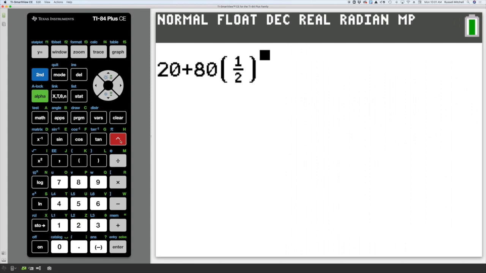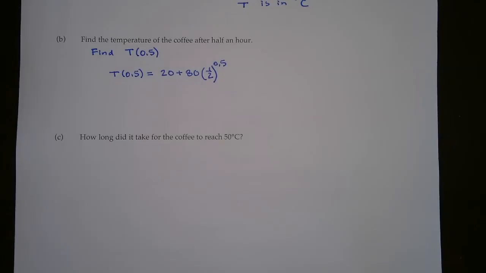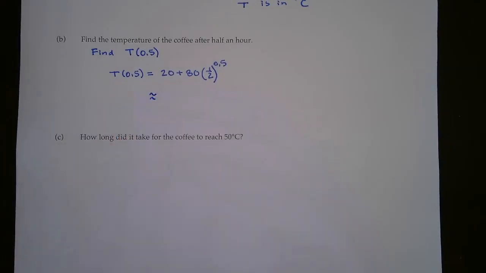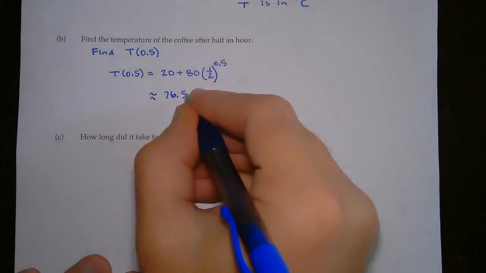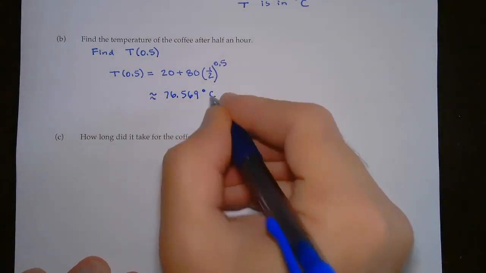And then raised to the 0.5 power. Okay, and we get 76.568 or 76.569. Okay, we'll go back to our paper and we'll record this. From the calculator, what we wound up with is 76.569, and this is in degrees Celsius.